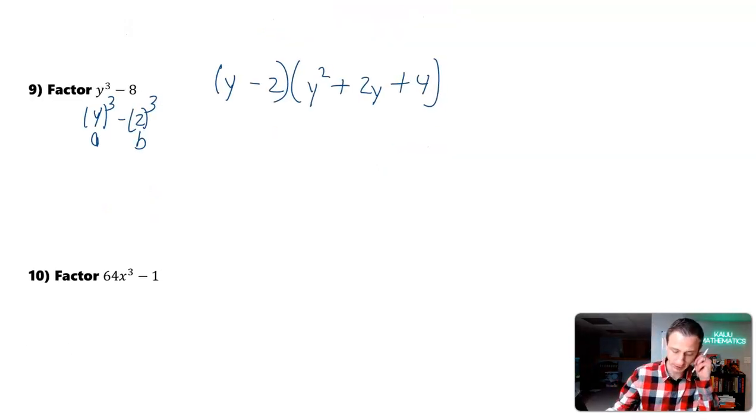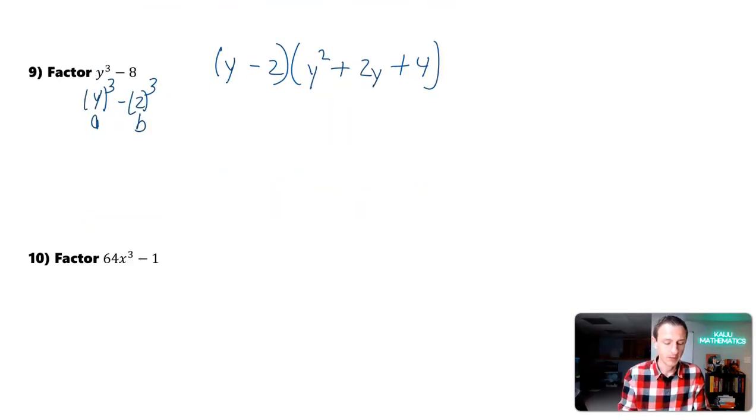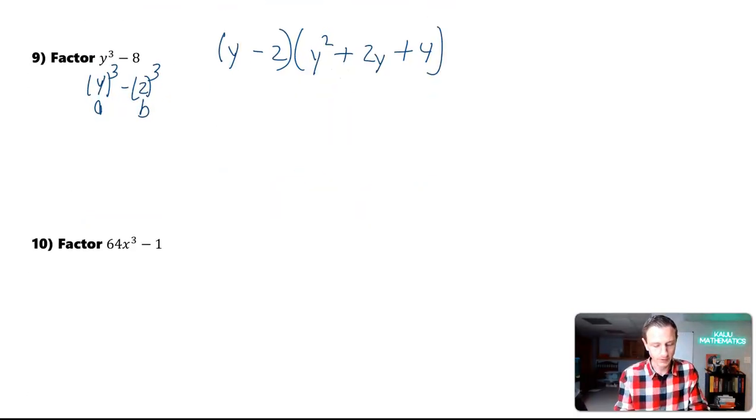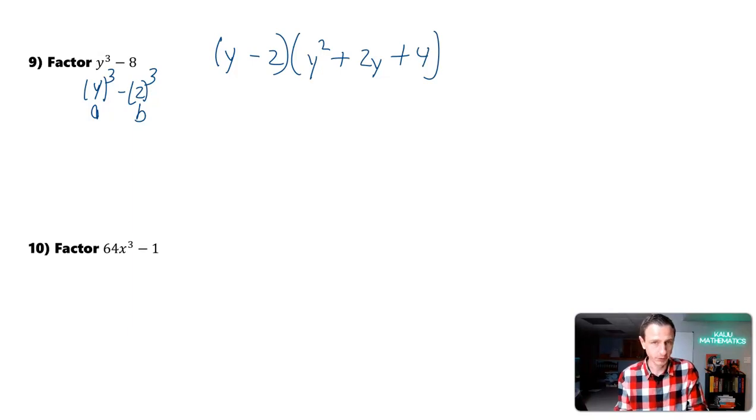Last one, 64x to the third minus 1. Not the easiest one to just, like, oh, it's that. So you have to think about this a little bit and maybe play around with your calculator a little bit and check what is the cube root of 64 if you don't know it, that's 4. So then, oh, 64 is a perfect cube. x to the third is a perfect cube. 1 is a perfect cube because 1 to any power is 1, so you can make it 1 whatever you want. It's a perfect square, it's a perfect cube, it's perfect everything. So this is going to be 4x to the third minus 1 to the third. So a difference of two cubes.